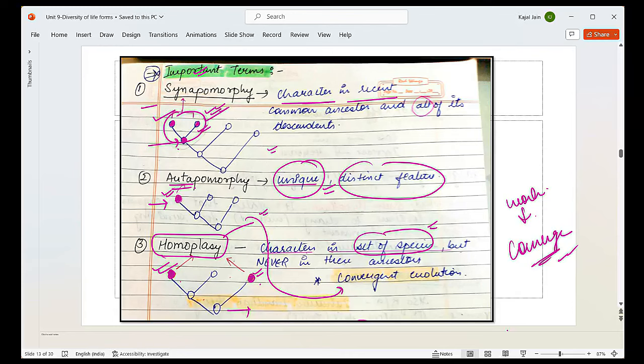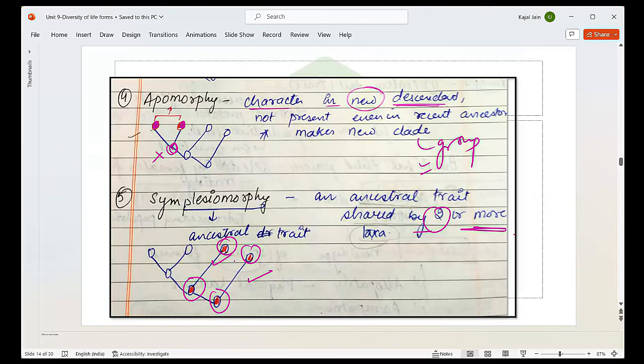Synapomorphy: a character in the recent common ancestor and all of its descendants. Autapomorphy: a unique and distinctive character which was never there in the entire clade. Homoplasy: a character in the new set of species, but it was never there in the ancestors. Apomorphy: it was not there even in the recent ancestors, but it is showcased in the new descendants. Then symplesiomorphy: a character showcased by two or more taxa. This is what all the five terminologies are.